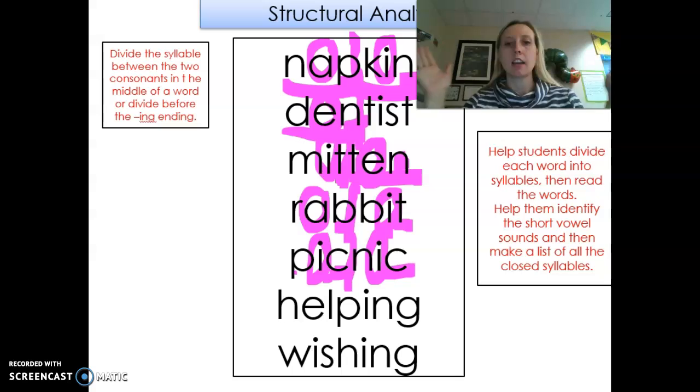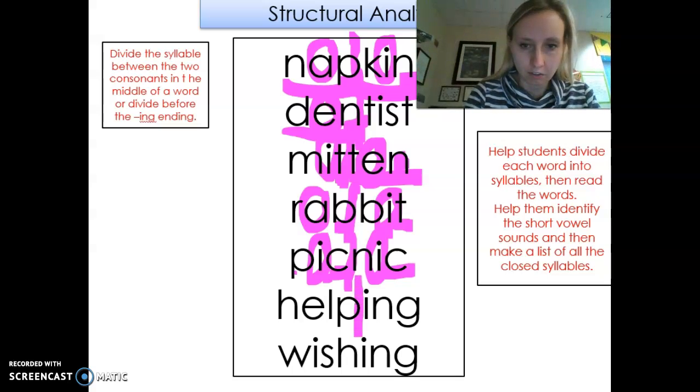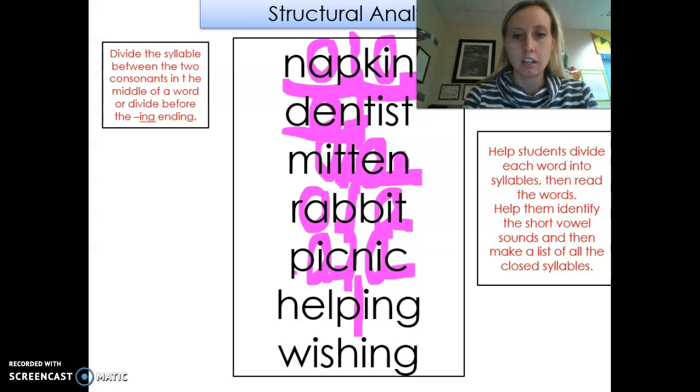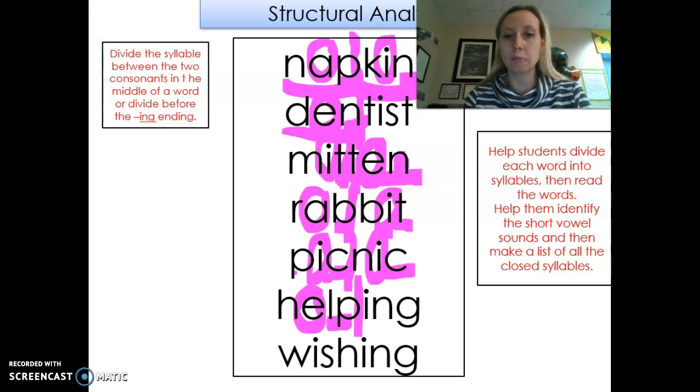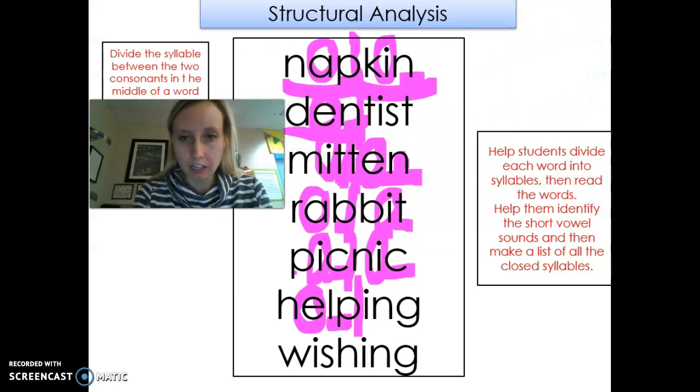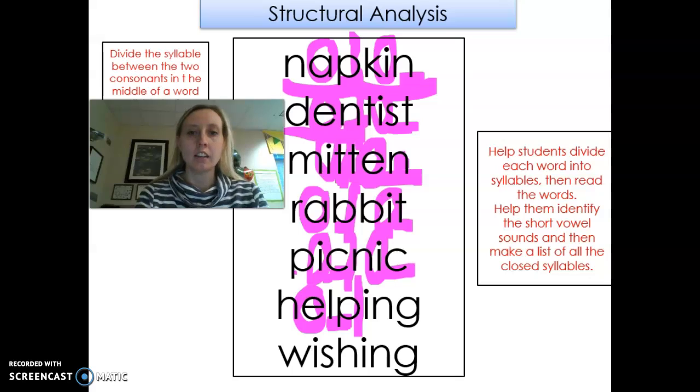Okay, helping, helping. Divide it. And then even though we have two consonants here, it's still a consonant and my vowel is short, so it's a closed syllable. It says helping. Then I can go up here to dentist, and even though it has an ST, it's a closed syllable. Dentist, short sounds, closed syllables.